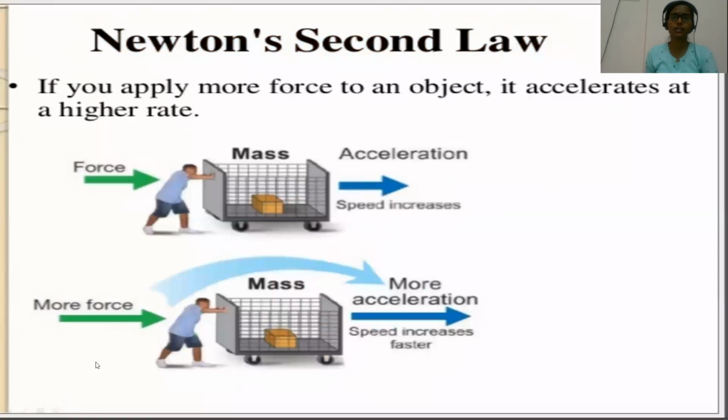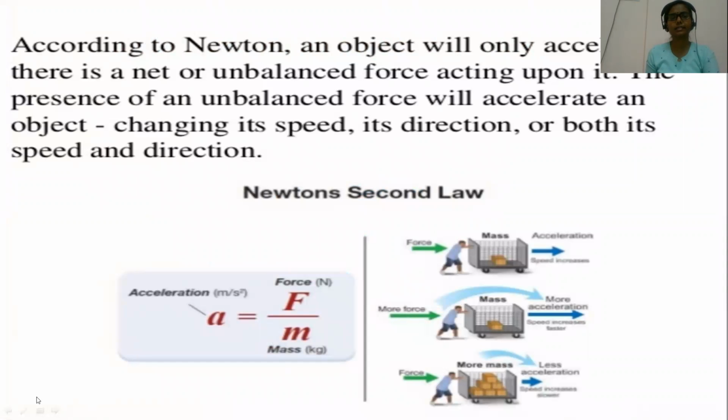Next figure you can see here. The mass is the same, only the force changes. If I apply more force, the body goes with more acceleration. If I apply less force, the body goes with less acceleration. That means acceleration is directly proportional to the force, right? So from this you conclude acceleration is directly proportional to force and inversely proportional to mass. Combining this, you can write acceleration equals force by mass.